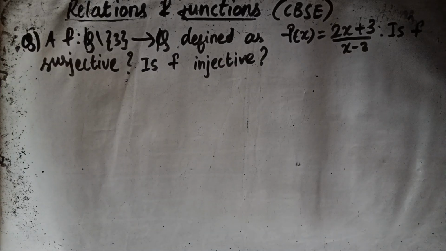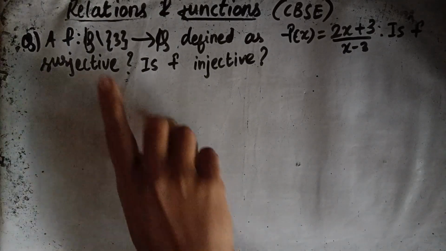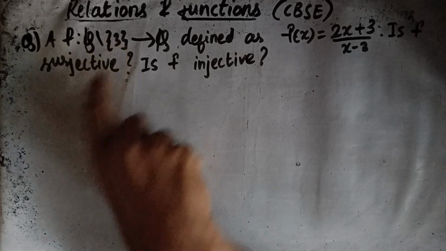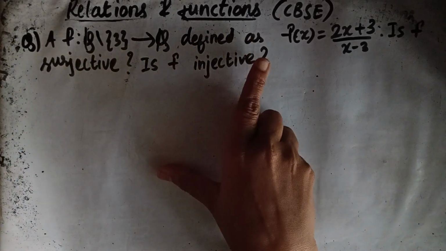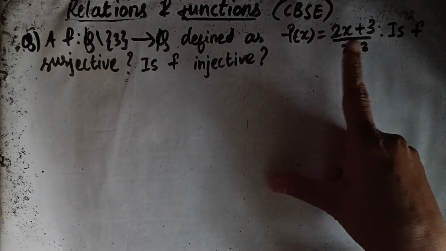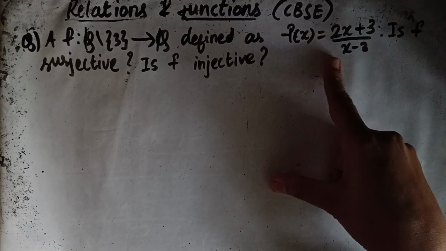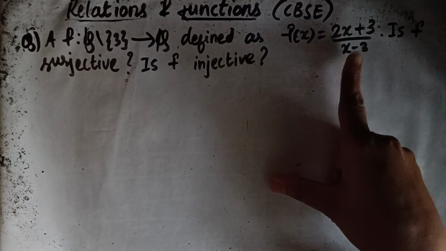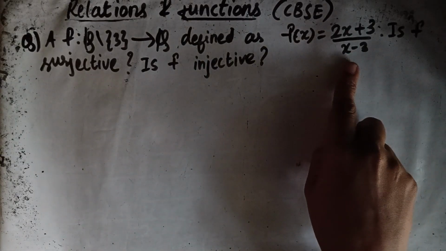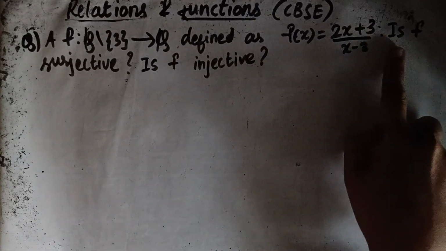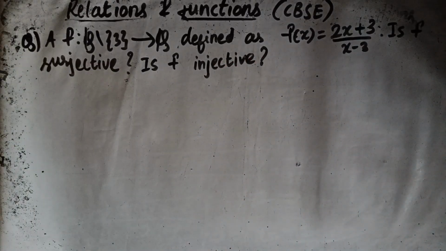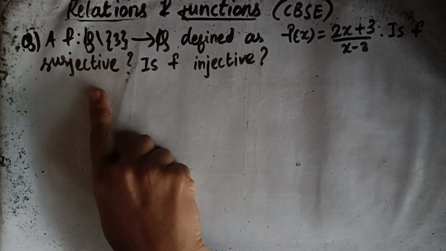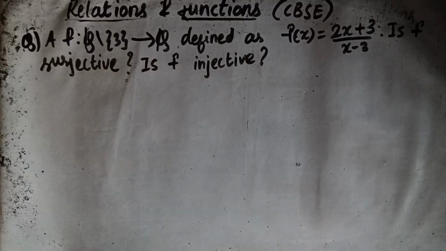Next question. A function is defined from Q minus 3 to Q. Q is the set of rational numbers, and here the number 3 is removed. It is defined as f of x equal to 2x plus 3 upon x minus 3. Why is 3 removed? Because if 3 is not removed, then this function becomes not defined, as we will get 0 in the denominator. Is f surjective? Surjective means we have to check for onto, and also for one-one. Let's start.